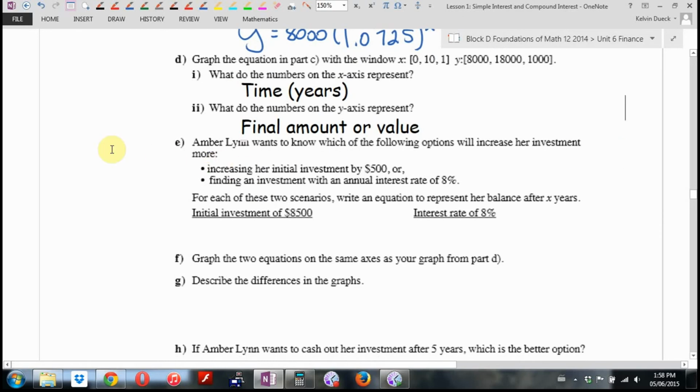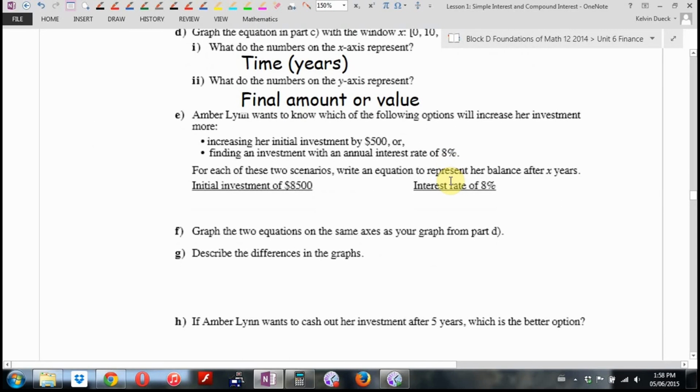It says Amber Lynn wants to know which of the following options is better. If she starts with an extra $500, or if she can invest her initial amount but at 8%. So this is a little financial planning. Which one's better? It says for each of these, write an equation to represent her balance after x years. Okay. Let's draw the line like this. Let's do the 8% one first.